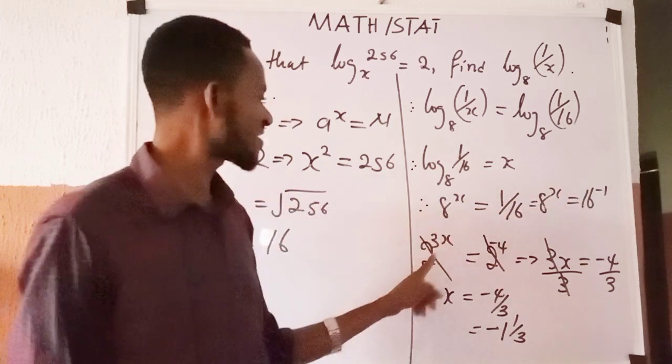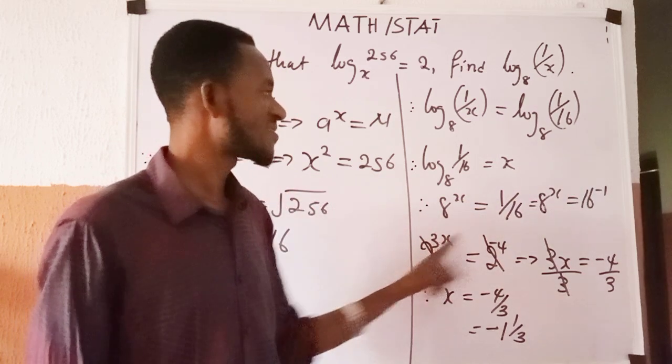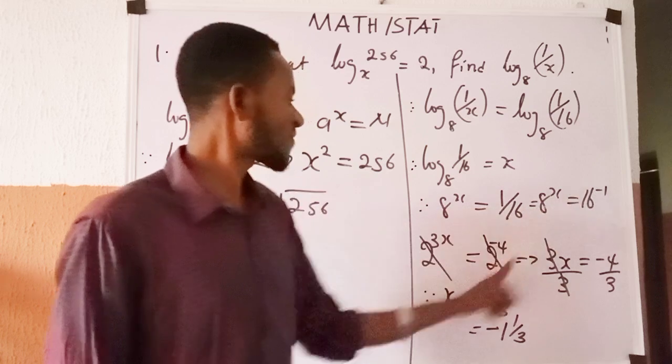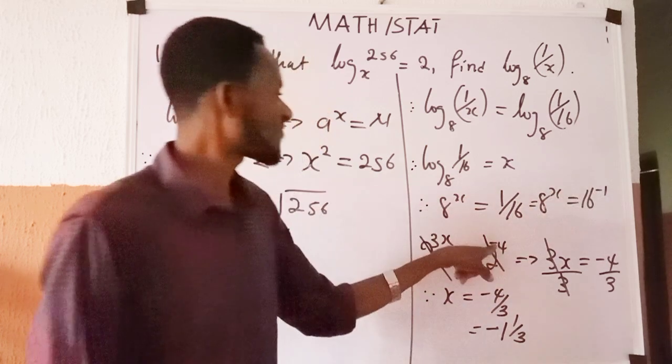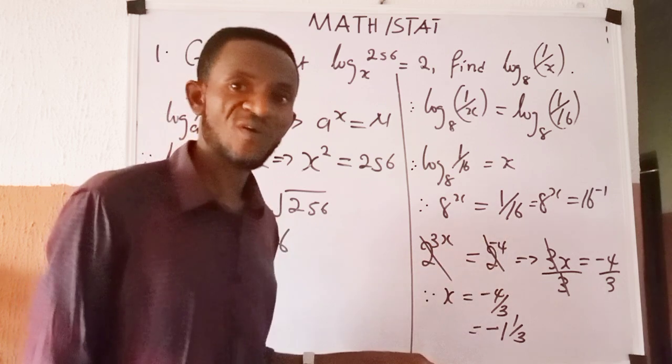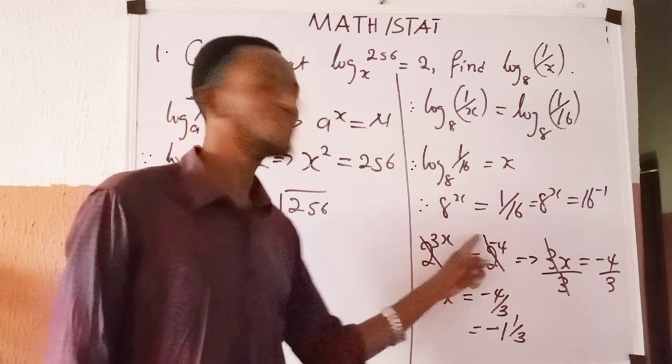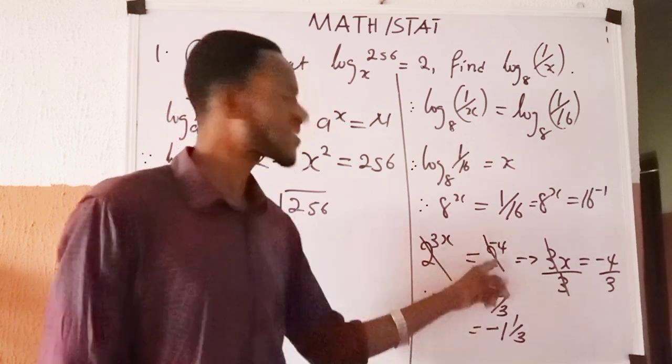Expressing this 8 in an index form, I have 2 raised to power 3x. Expressing 16 in an index form, 2 raised to power what? 4. But because of this minus 1, it affects this 4, it becomes minus 4. Now the base here is 2, the base 2, they can cancel.